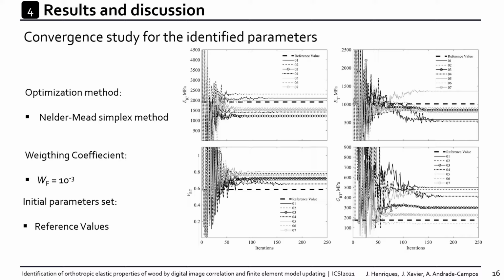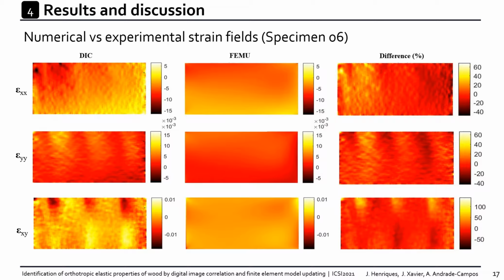The convergence study for all 4 material parameters identified throughout the identification method for all specimens is presented in the figures, with identified material parameters being the modulus of elasticity on the radial and tangential directions and the Poisson's ratio and shear modulus on the RT plane. The differences between experimental full field strain measurements and numerical results are minimized.